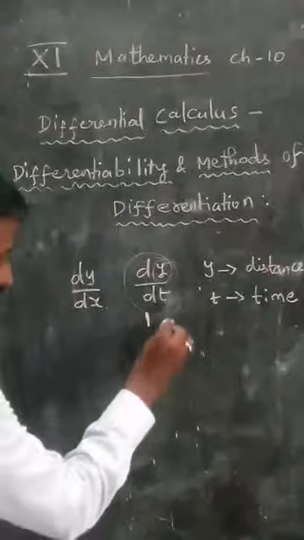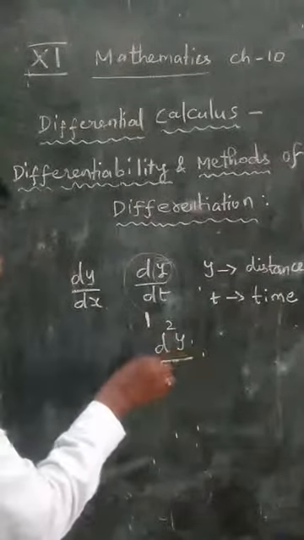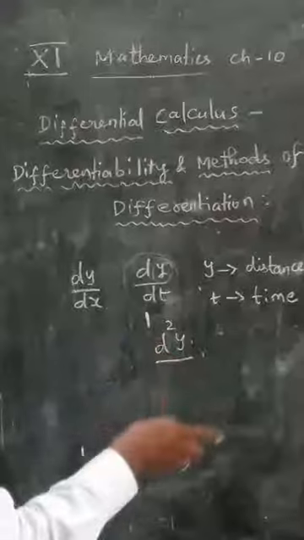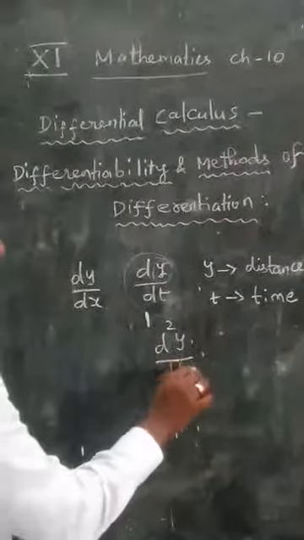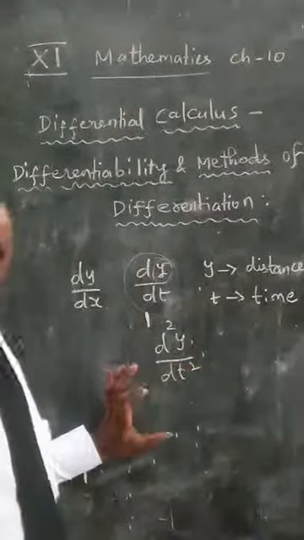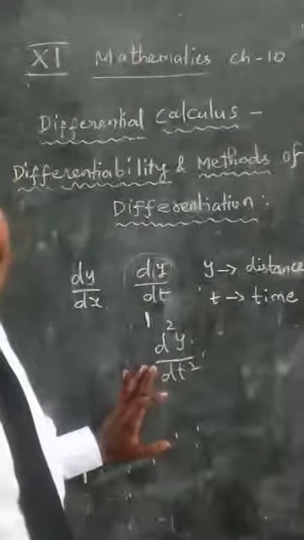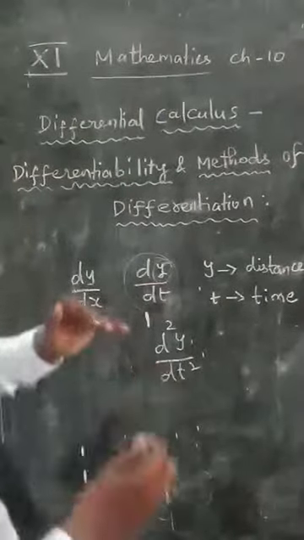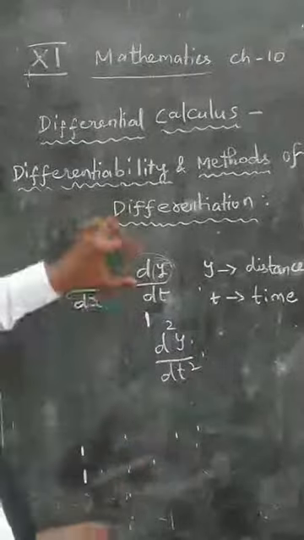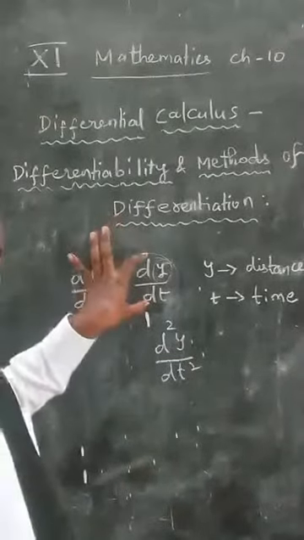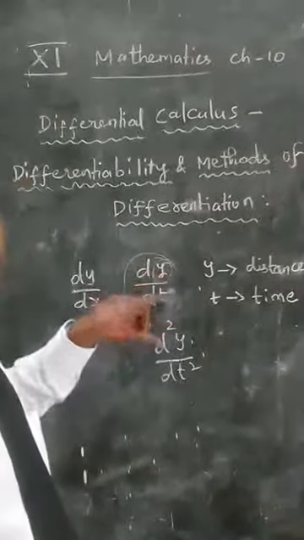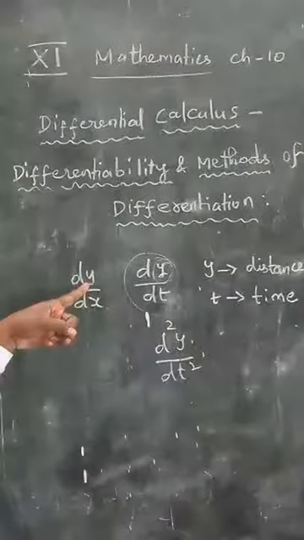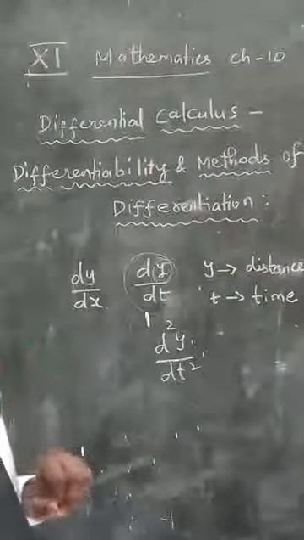Suppose, again you might have learned, if I go for one more rate of change, d square y by dt square, this comes under acceleration. So these are all the things that you have learned in physics. But for the time being, what we should know is dy by dt is nothing but the rate of change of y with respect to time. Rate of change of y with respect to x.